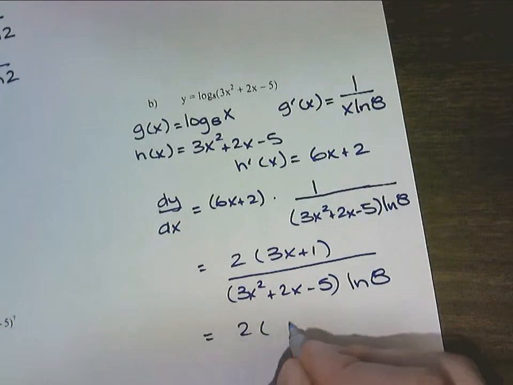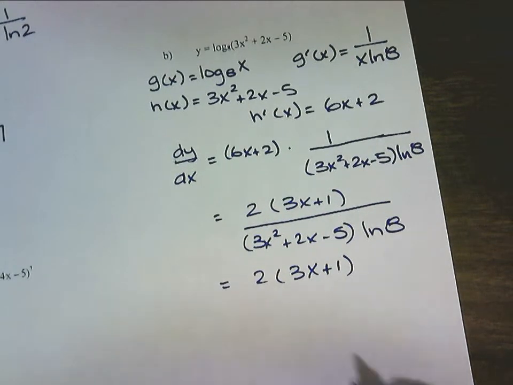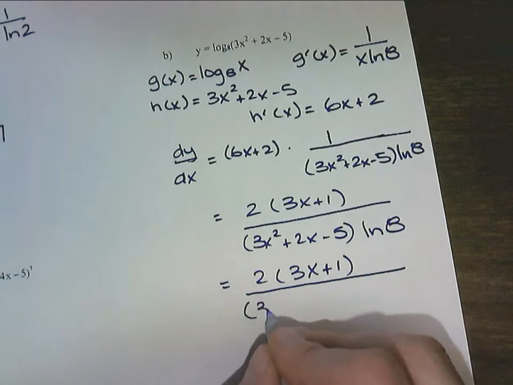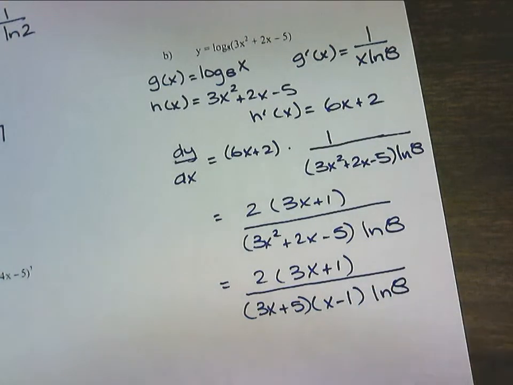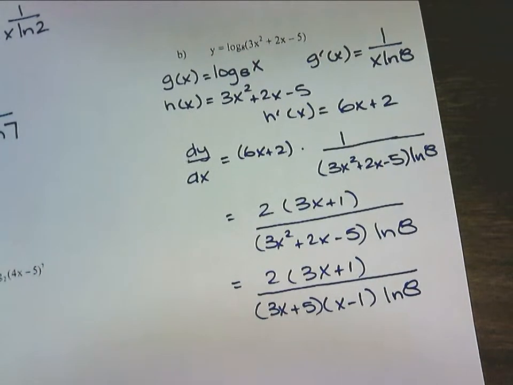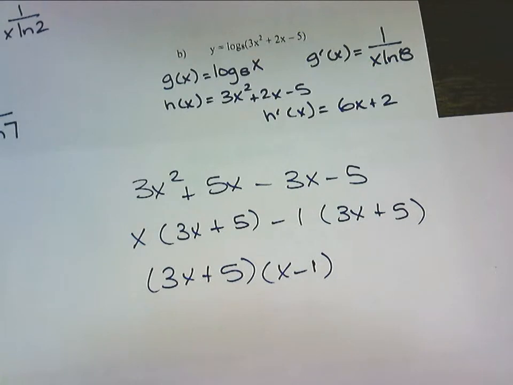Okay, so we can simplify that further to 2 times 3x plus 1, over 3x plus 5 and x minus 1 times ln 8. So nothing further cancels out, but it's always good to check. Okay, and if you're interested, this is what the factoring looks like. So two numbers that added, we got 5 and 3. We factored out an x, we factored out a negative 1, and that's what our two brackets would look like.